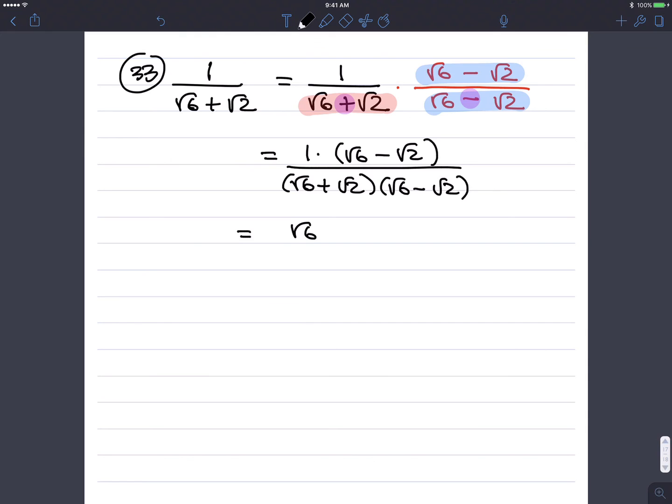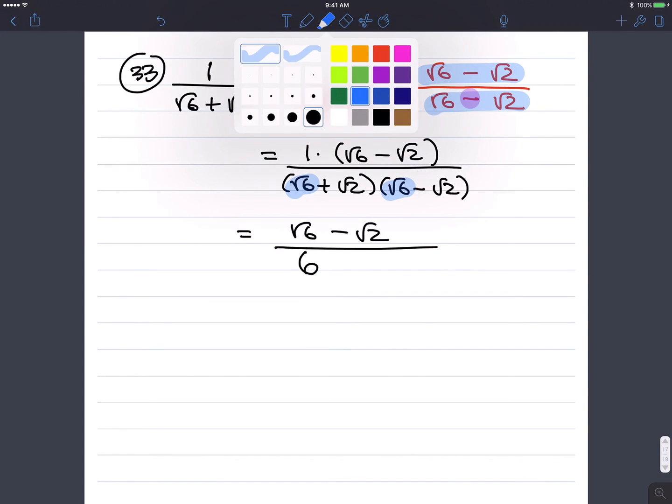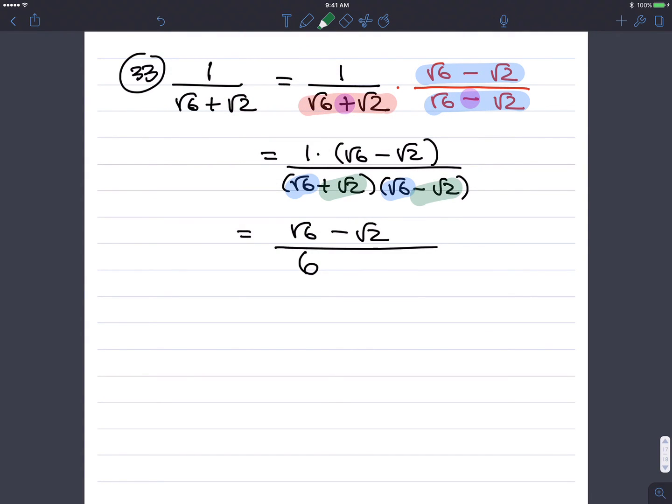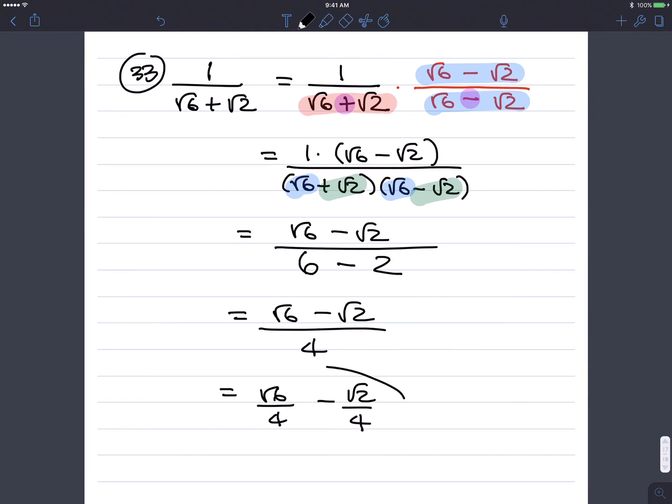One times anything is itself, so I get the square root of 6 minus the square root of 2. And let's pay attention here. My first terms, square root of 6 times square root of 6 is just 6. And then I have positive square root of 2 times negative square root of 2, which is negative 2. So I get square root of 6 minus the square root of 2 over 4. This is acceptable as an answer, but we can distribute the division, and we are done. So either would be okay. It's number 33.